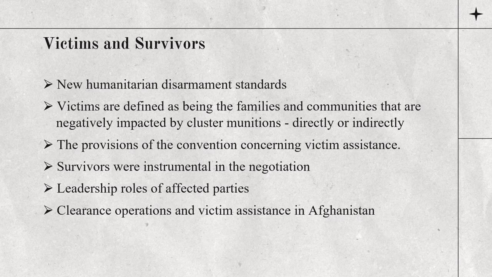Victims and survivors. By including the families and the communities of those directly impacted by cluster munitions in the definition of a victim, the treaty recognized that it is not just those who are killed or injured that are harmed by the weapon. The provisions of the convention around victim assistance set a new global standard by outlining details of how states shall assist victims of cluster munitions.